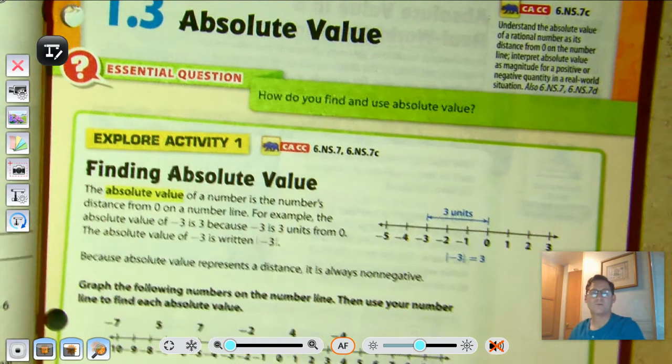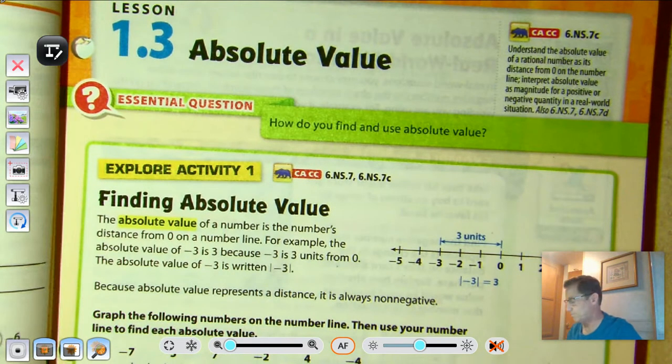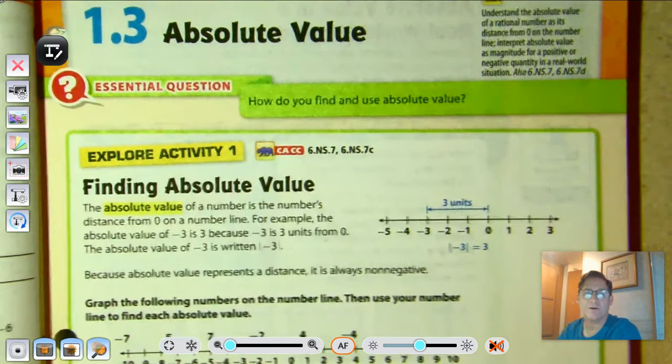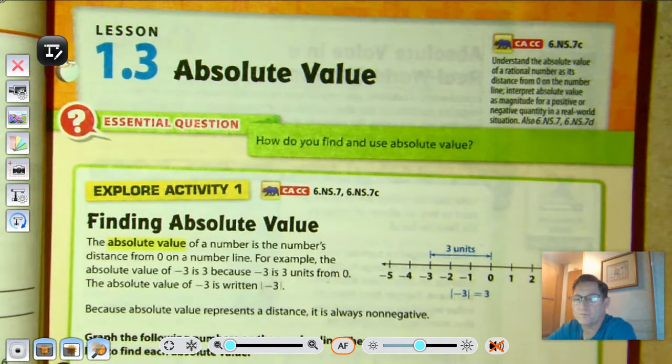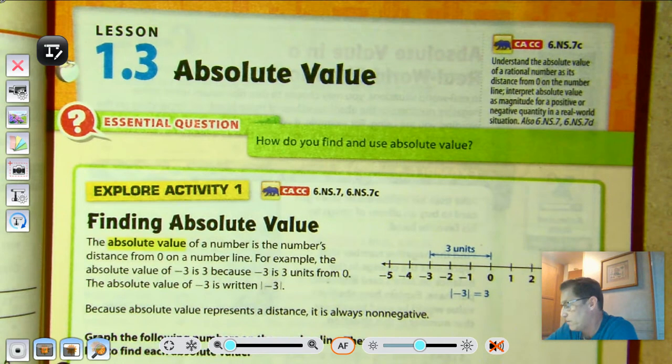Hello, everybody. So we're going to finish up Module 1 right now. We're on Lesson 1.3, Absolute Value. We're in the 6th grade Go Math middle school textbook, and we're on page 19. So the essential question that you should be able to explain is, how do you find and use absolute value?